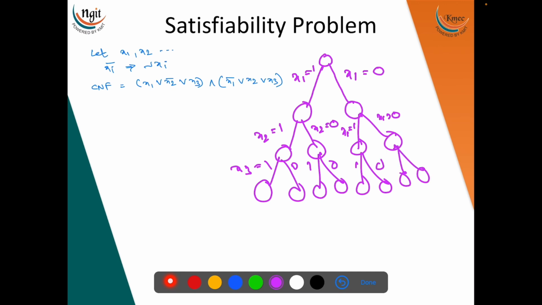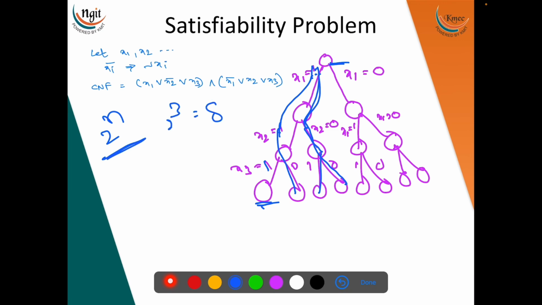The solution of the state space tree is what? From leaf to root or from root to leaf. What are the possibilities for the satisfiability problem? 2 power n. That is 1 1 1, one of the solutions. 1 1 0, one of the solutions. 1 0 1, one of the solutions. 1 0 0. So like this you can find 2 power n, that is 2 cube is equal to 8 possible solutions.